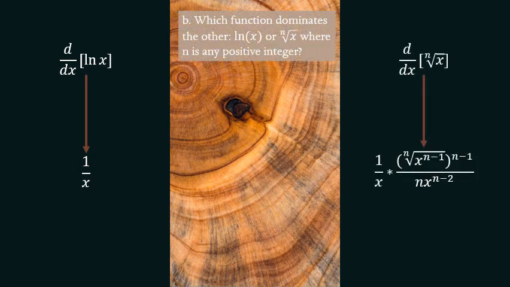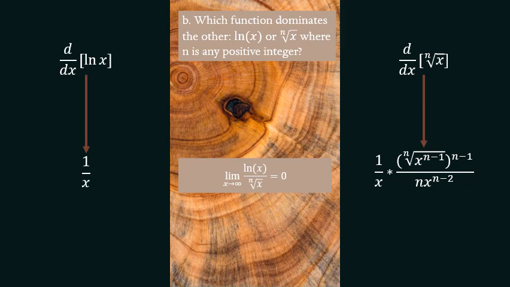Part B asks us to make a generalization about the way these two kinds of functions work. The thing is, the n variable isn't actually relevant. We can take x to any root and we still end up asking the same question. Is 1 divided by x greater than or less than 1 divided by x times a number that will be greater than 1 before we get to infinity? The answer is always the same. 1 divided by x is going to be less.